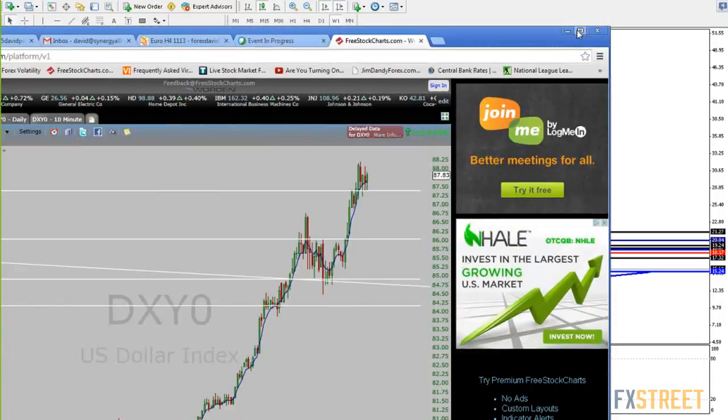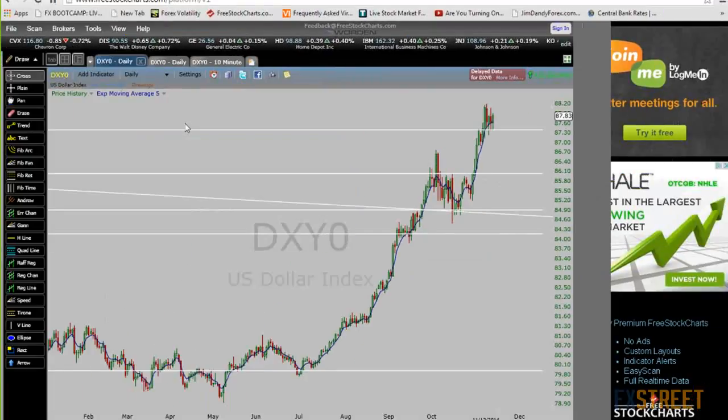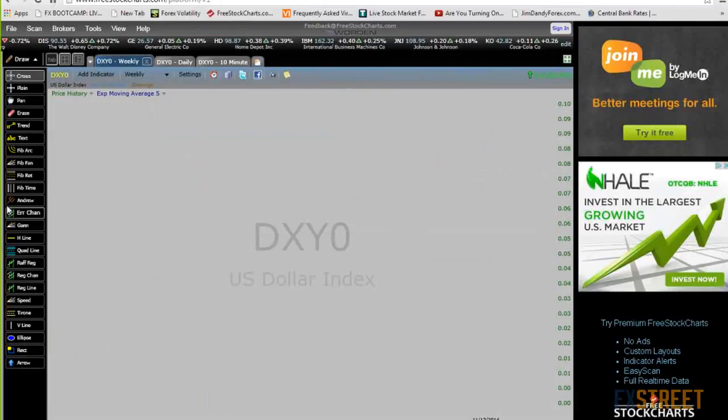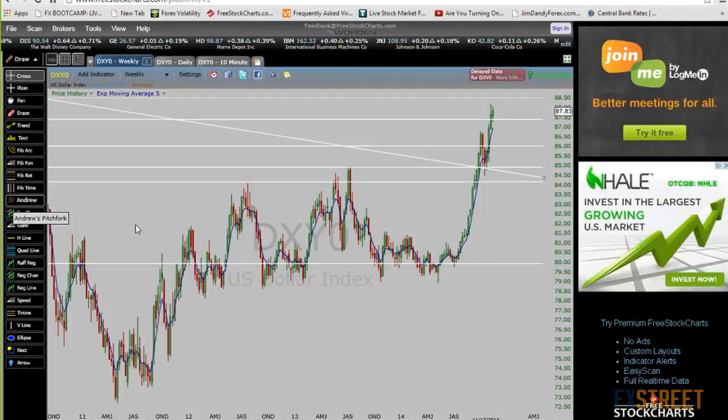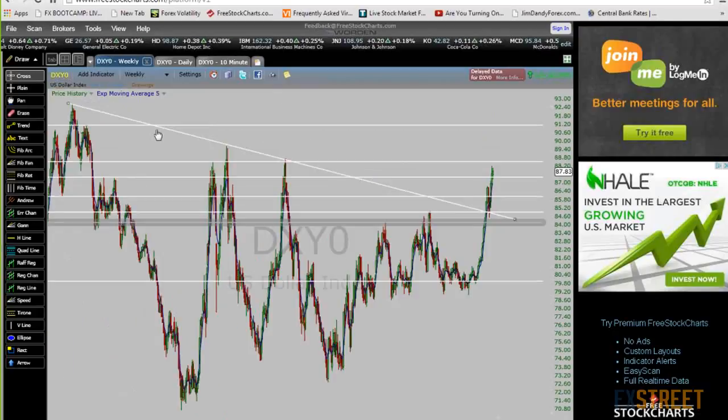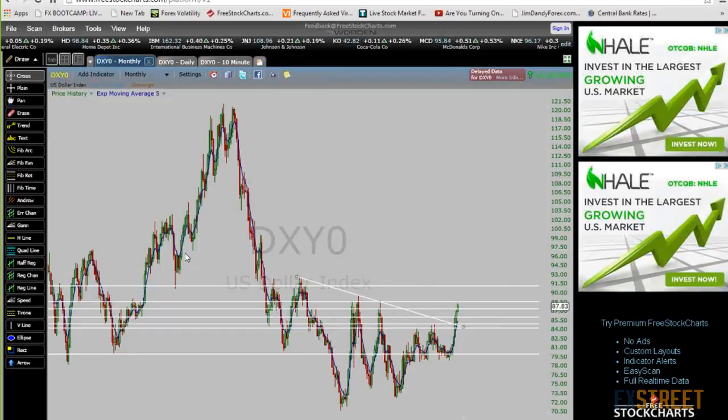Okay, and I'm going to draw this one out here on the dollar index to a weekly. We'll crunch it up. Take it out to a monthly if it will allow. Right, here's a monthly dollar index chart. Okay, and I'll just get rid of this little trappy here.